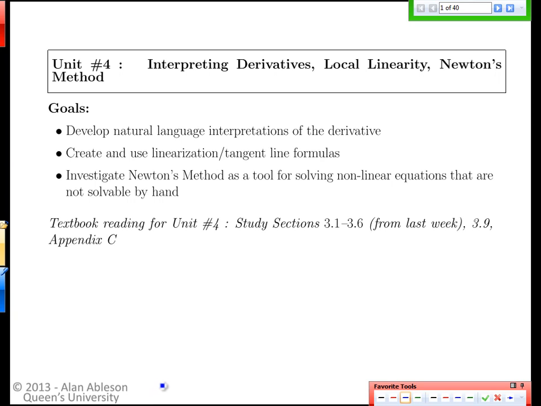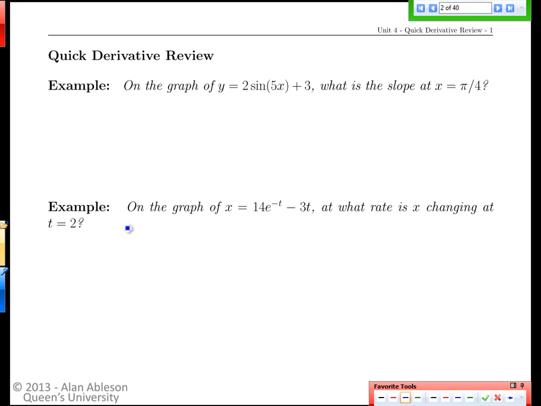Welcome to Unit 4. In this unit, we'll be taking the derivatives we learned how to compute in the last unit and trying to figure out what they actually mean in a number of different contexts. At the end of the unit, we'll look at a fairly traditional numerical method that's also based on derivatives. We'll start with a quick derivative review though.